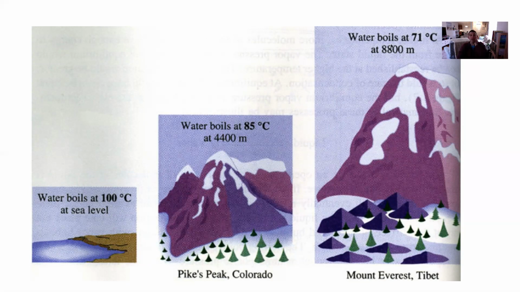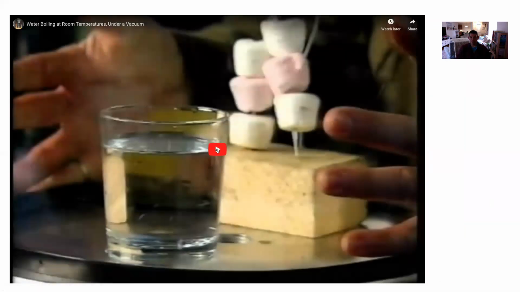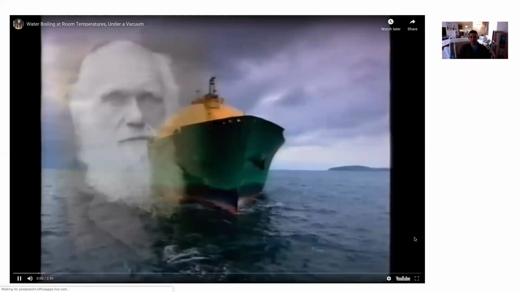It makes it hard to cook food on Mount Everest because remember what we said with the pasta? Cooking is a heat transfer. So you can't transfer that much heat if you're only at 71 degrees Celsius. We like to cook at around 100 degrees. So that's going to be an issue for people up on Mount Everest. All right, so let's watch this video on boiling.